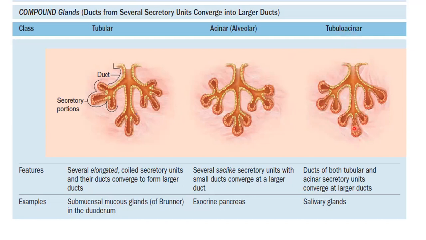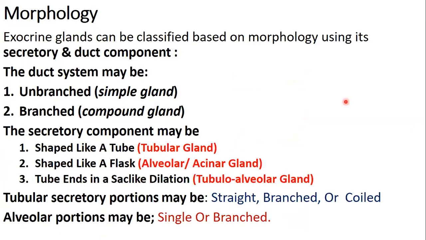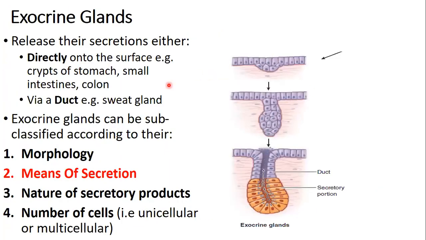Compound tubuloacinar gland. Where do we find such? Salivary glands. Among the salivary glands, we have the sublingual, submandibular, and parotid glands. They will be of this nature. So that's it for classification of glands based on the first system, looking at the morphology of the gland. You have to observe if there are one or two ducts or more, then the shape of the secretory unit.